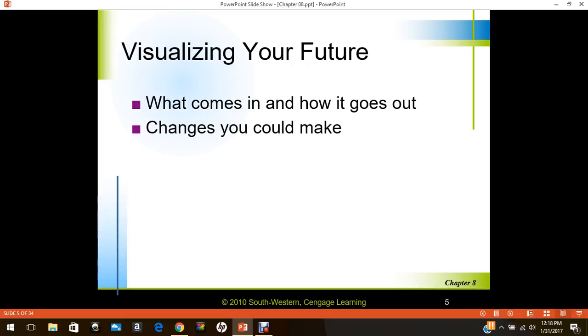Now, you also want to visualize your future. When we talk about visualizing your future, you want to think about what comes in and how it goes out. One of the things you will notice is that when you develop a budget, it allows you to analyze what comes in and determine how the money goes out. If you notice that a lot of money is going out to unnecessary things, then you can think about changes you need to make in order to make your money last longer.